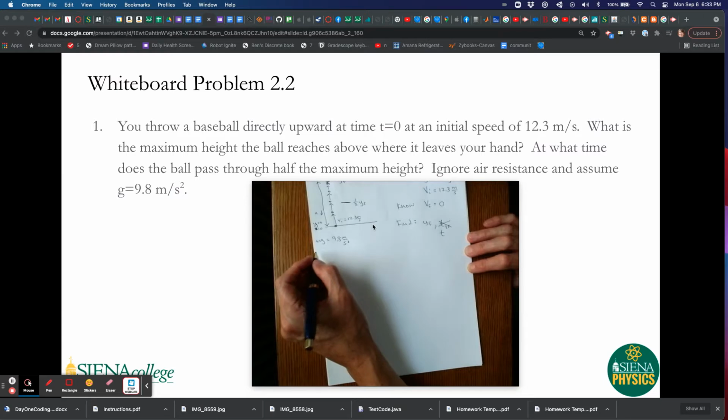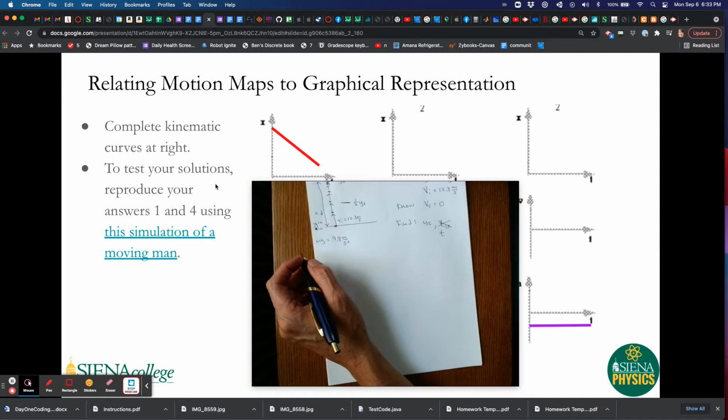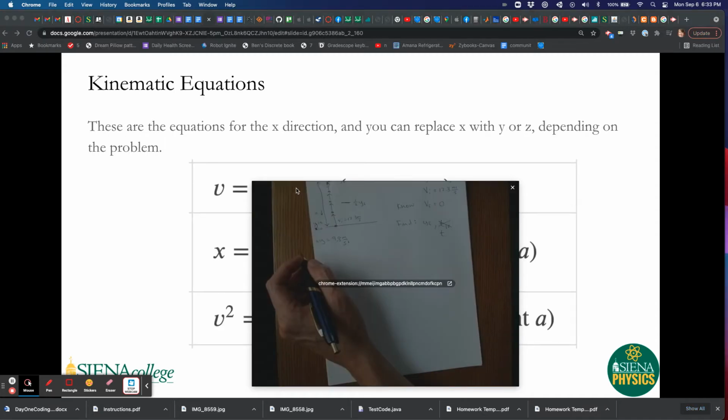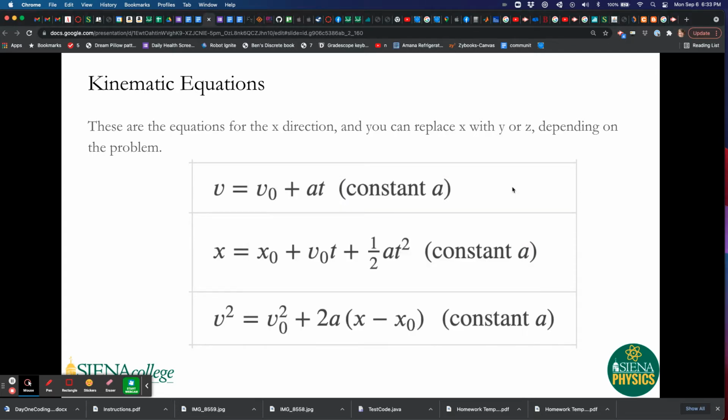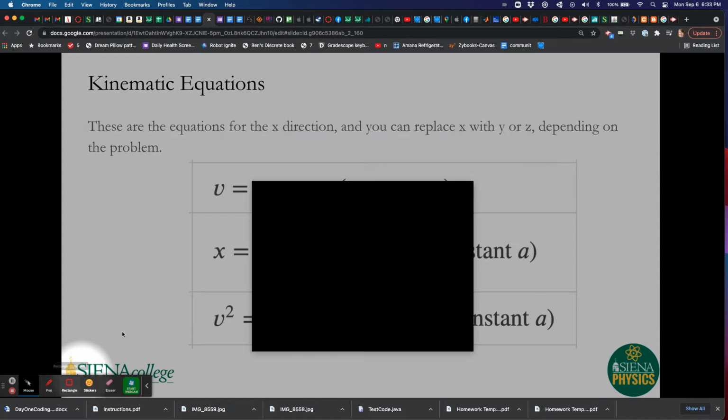So the first thing I'm going to do is find y final, and I'm going to use an equation from kinematics. Let me go back to my kinematic equations, and let me just pause this for a second. All right, I'm going to use this bottom equation right here: v final squared is equal to v initial squared plus 2a times delta x, final x minus the initial x. So that's what I'll be using. Let's go back.